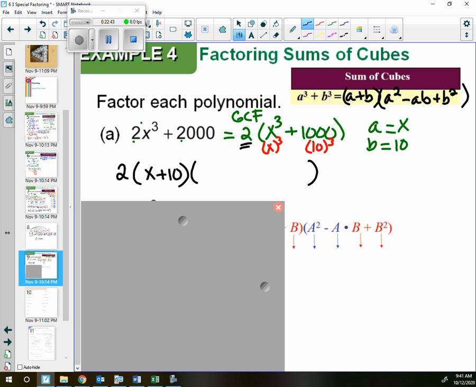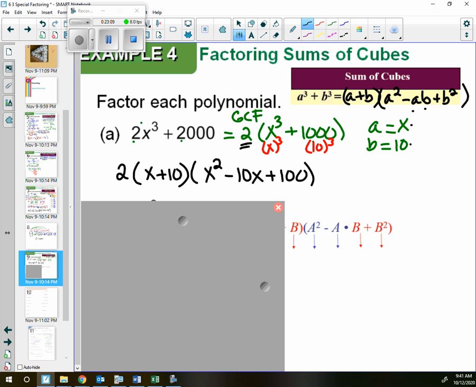And then inside, the a value squared. So x squared. And then minus, so that is a subtraction. Follow the signs in the formula, the a times the b. So the x times the 10. So I'm going to write 10x because for me that's easier. And then plus the b squared. So the b value was 10 and I need to square it. So once again, I probably wouldn't leave it 10 squared. I know some people do. For me, I know what 10 squared is, so I would probably just write that as 100.